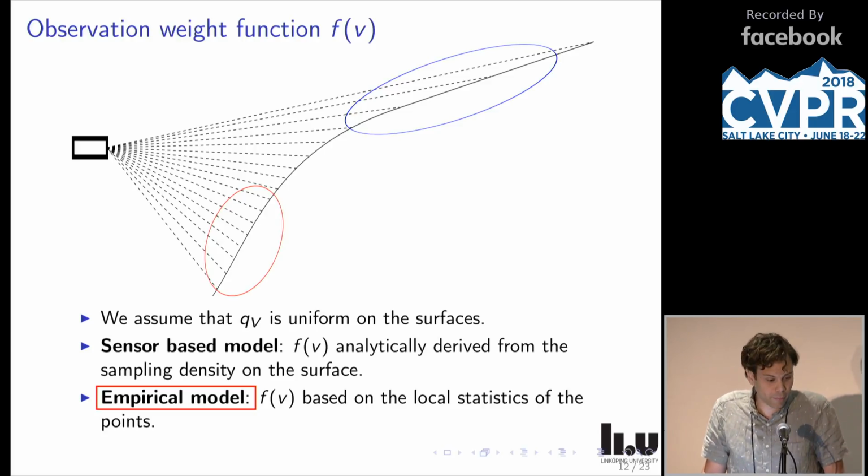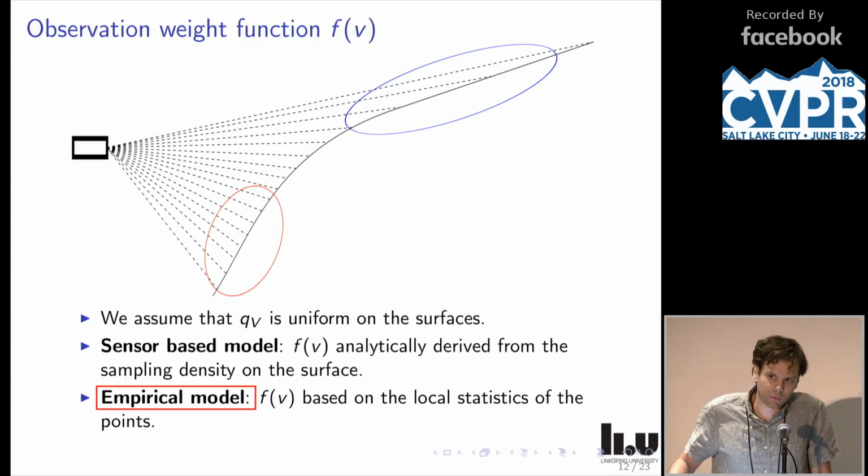As we can see, the sample density depends both on the distance to the sensor and the local geometry of the surface. With this in mind, we first derive a sensor-based model for the observation weight function, which is simply an analytically derived expression for the sampling density on the surface. However, this is a simplified model which doesn't take all the causes into account, such as specularities and occlusion.